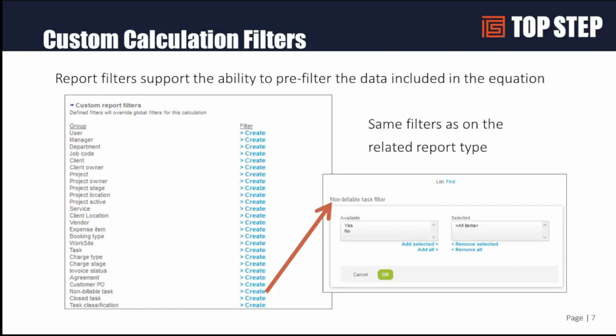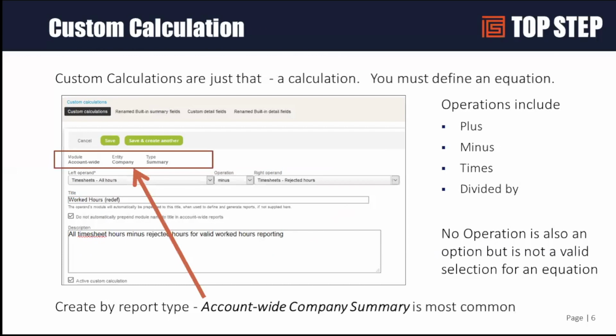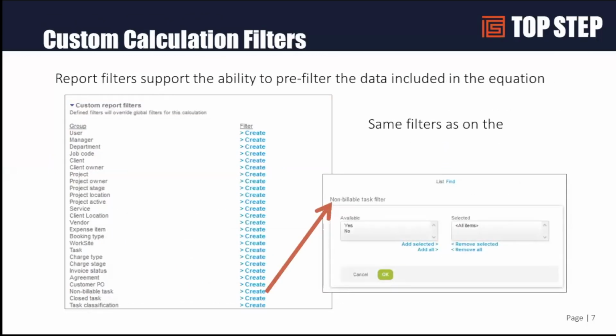And all the values that you pick here can ideally apply to the values you're selecting in your equation up here. The filters pre-filter the data so that when you include this calculation on your report, it's already filtered for the information you want. And that tends to drive the naming convention that you use in the system.